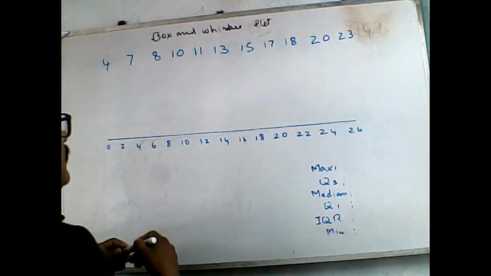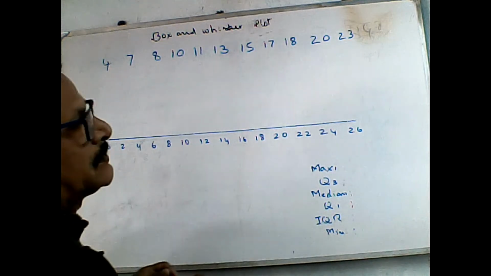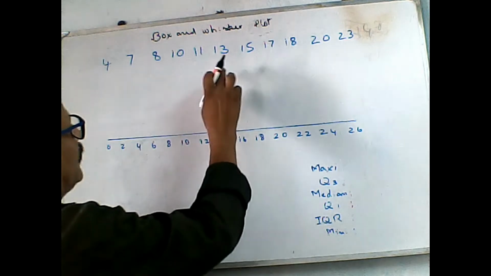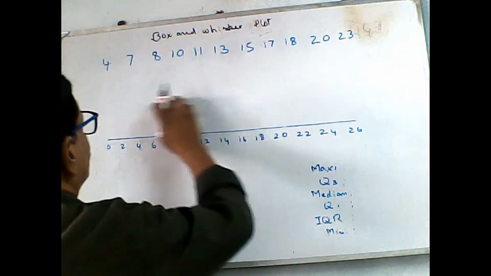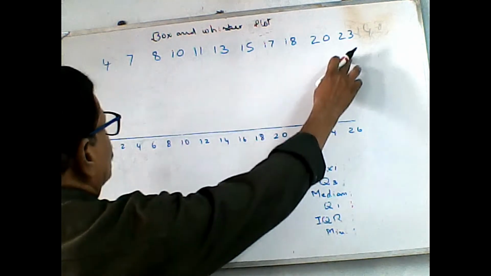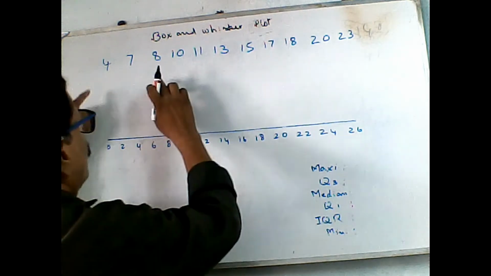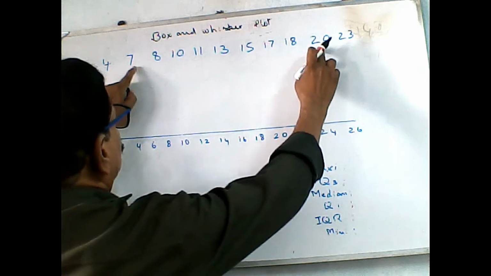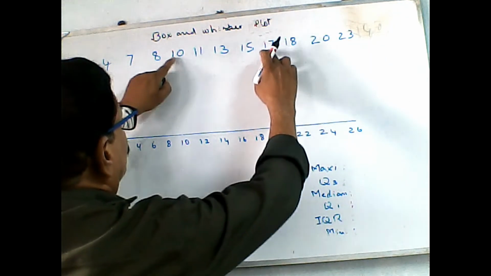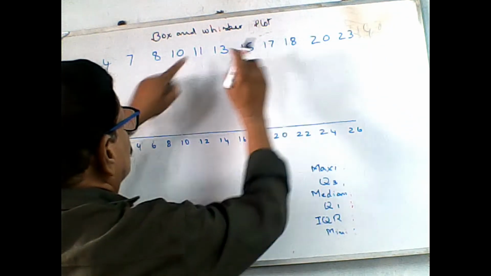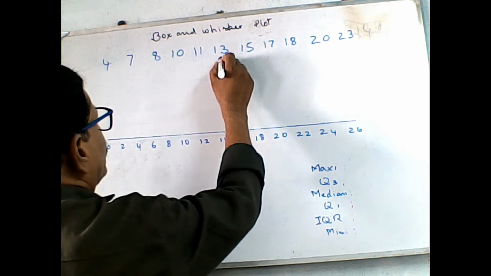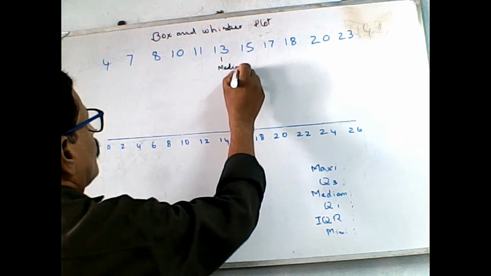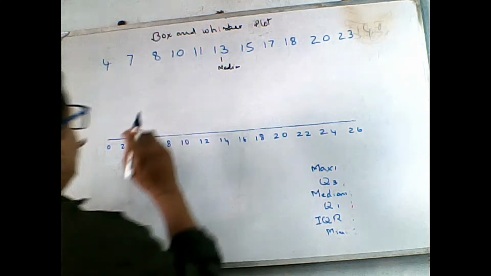The median, we can find the median of these numbers. You see, what is the median? It is the middle of the distribution of the numbers. 1 is 1, 2 is 2, 3 is 3, 4 is 4, 5 is 6. Okay, this one is the median. This is the median number. Median.